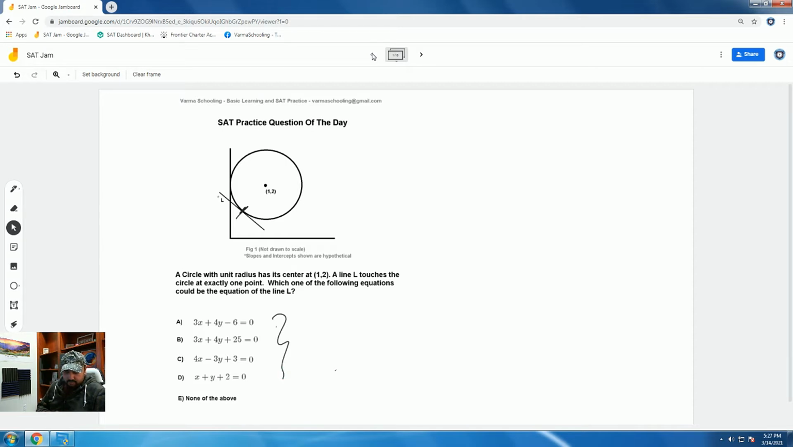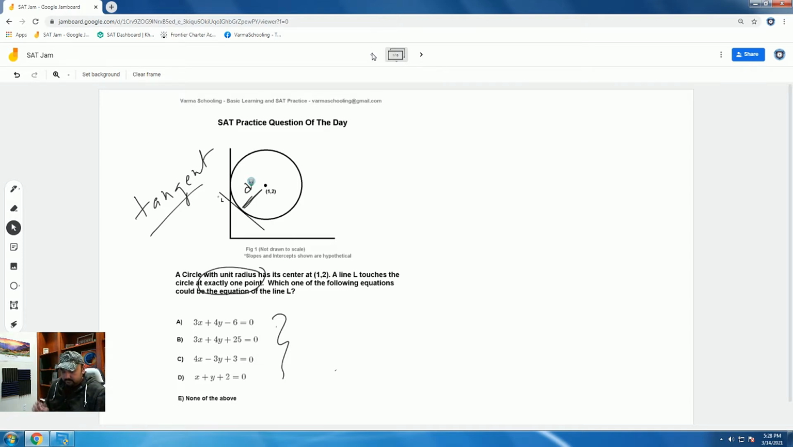So how can we determine that really quickly? One way to do that is to find this distance right here. If it's equal to the radius, then the line is a tangent. So that's the meaning of exactly 1 point. Exactly 1 point meaning this is a tangent. So how quickly we can determine which of these lines is a tangent is by finding the distance from the center.